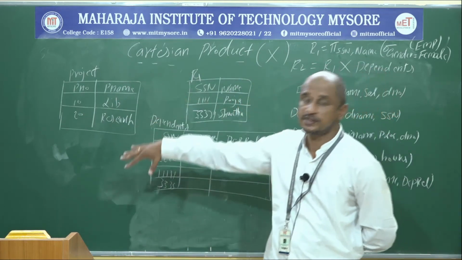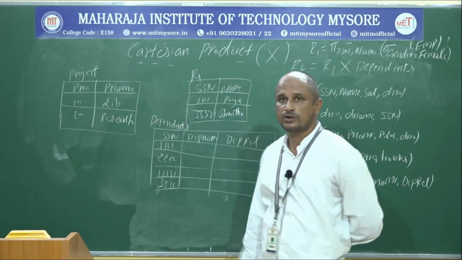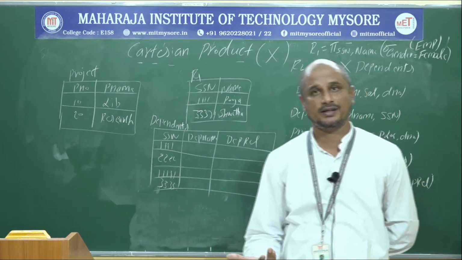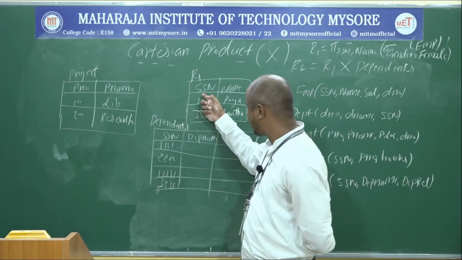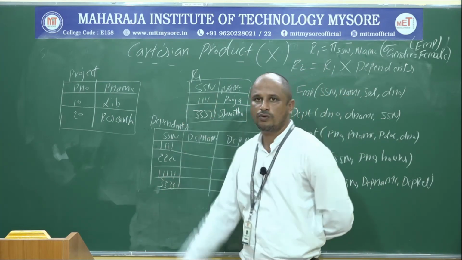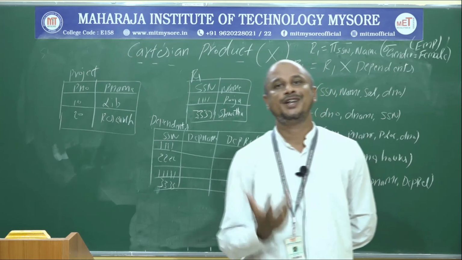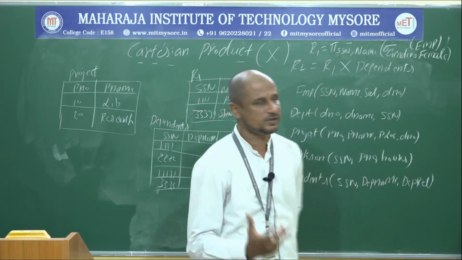So 3 twos we learned previously. It has 2 into 4, so 2 into 4 is 8. So 4 twos are 8 and 2 fours are 8. So 8 tuples will appear, because 1 into 4 and 1 into 4, total 8 tuples will appear.